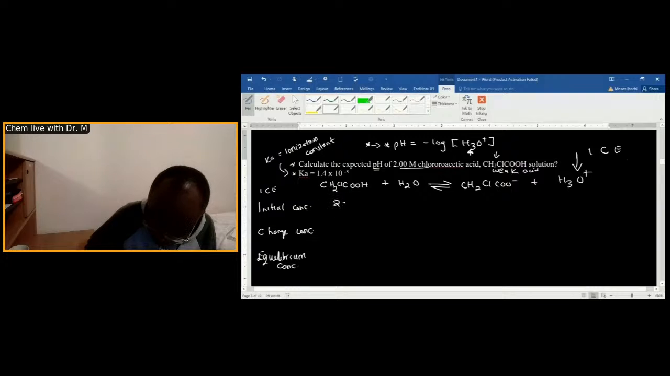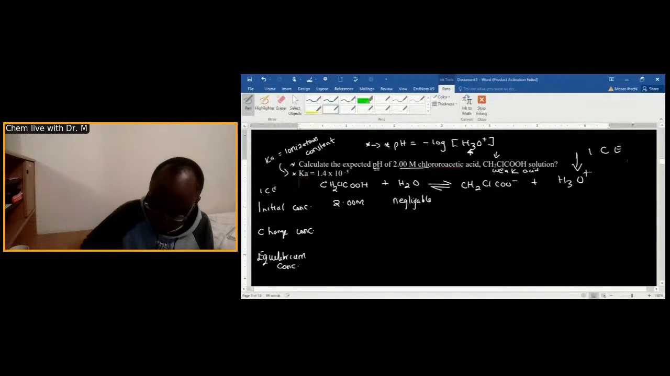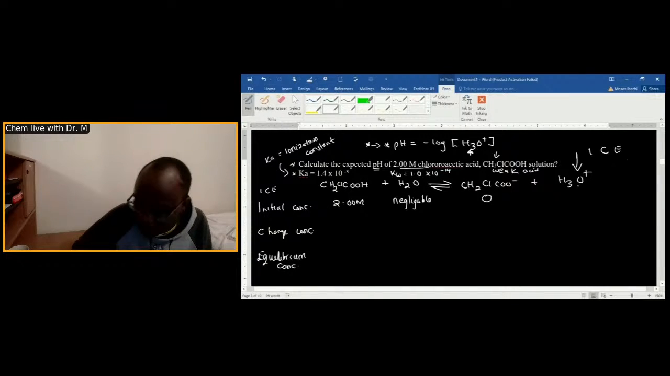So initially, we are given 2 molar of chloroacetic acid. The initial concentration of water is negligible. And of course, if water was concentrated, we'd all be dead. The initial concentration of your product is 0 because the reaction has not started, and water does not easily ionize. In fact, the ionization constant for water is 10 to the power minus 14, which means it does not easily form H3O+. So even initially, the water itself is not going to form H3O+. So it's 0.